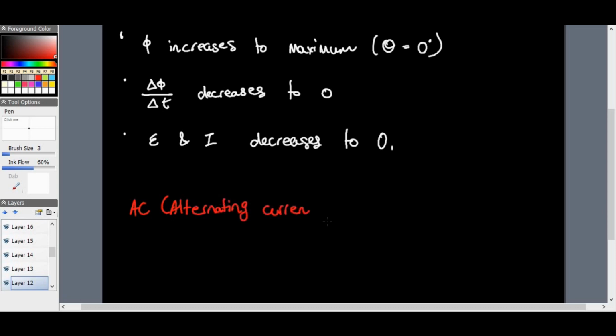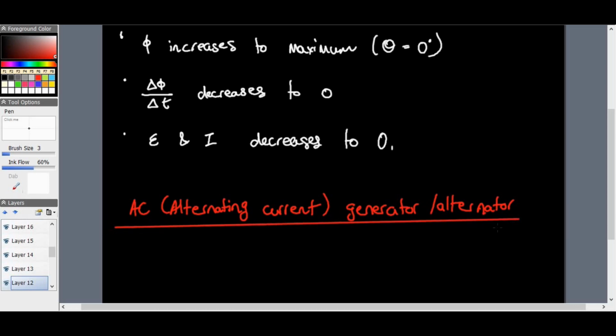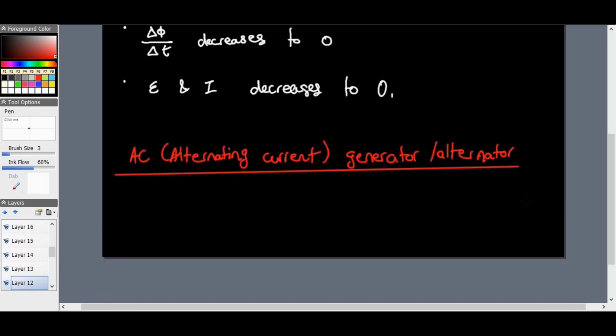That's what AC stands for, not aircon. Alternating current generator. Right, generator, or sometimes called alternator. Now, a generator that can generate alternating current will be known as an alternating current generator or alternator. Now, the most important component of this alternating current generator is the two slip rings.